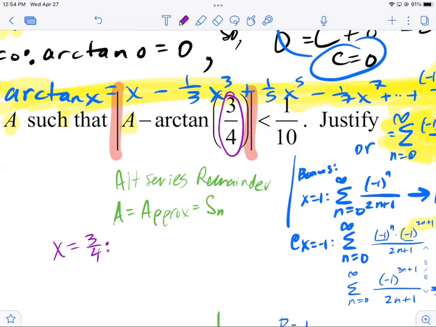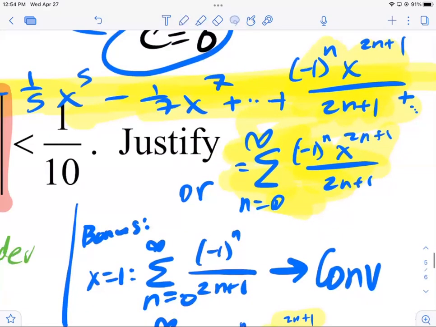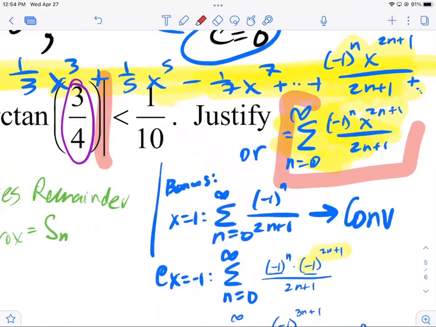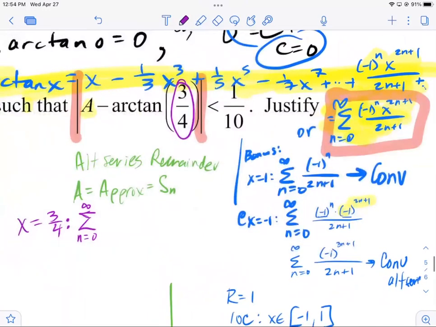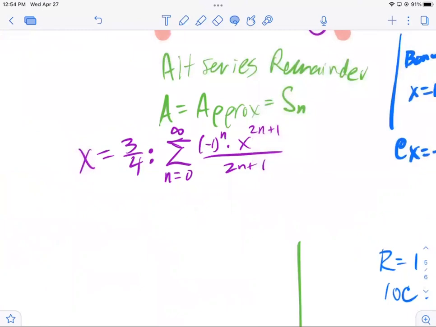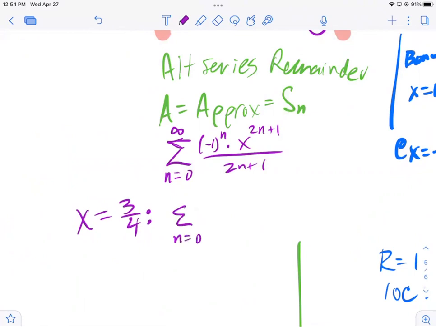So let's go ahead and set up our series. Does it converge at 3/4? Yes, it does, because that's within the bracket -1 to 1. Here's what we're going to want to borrow, the condensed version. All right, so let's come down here and write that. That's the sum of (-1)^n times x^(2n+1) all over 2n+1. Now, when x equals 3/4, look what we get. The sum from n equals 0 to infinity of (-1)^n times (3/4)^(2n+1) all over 2n+1.